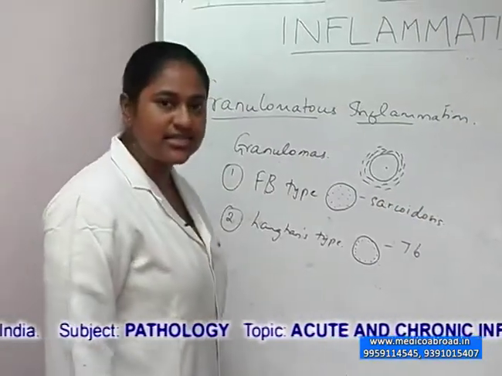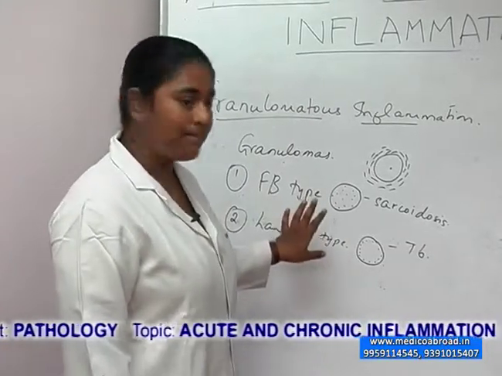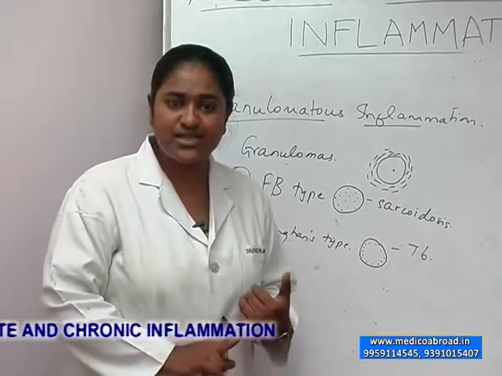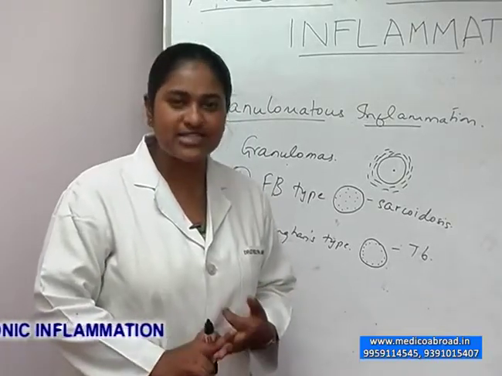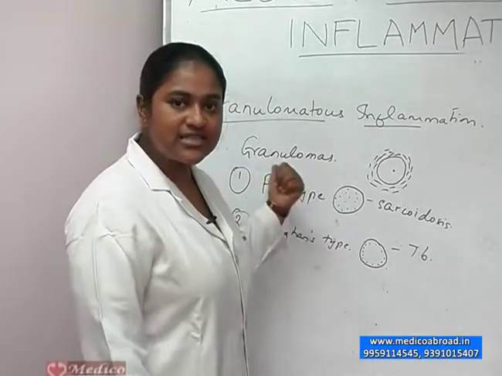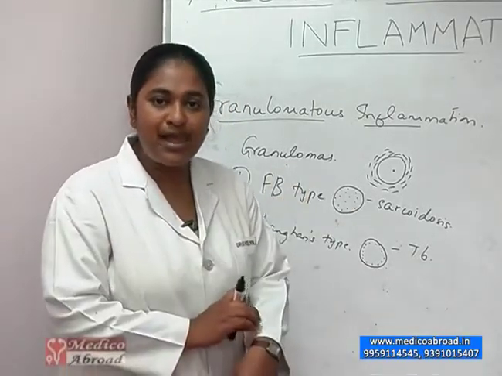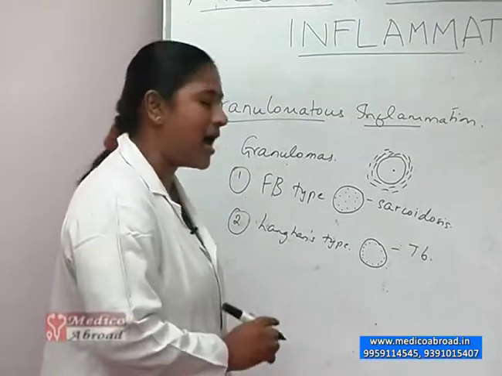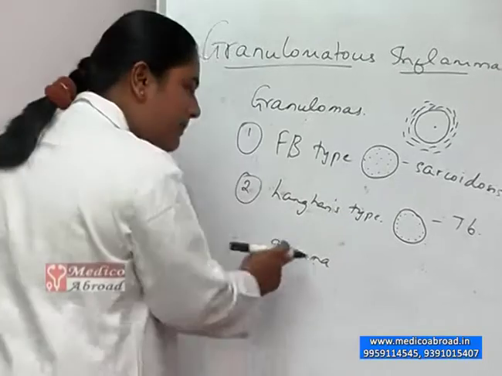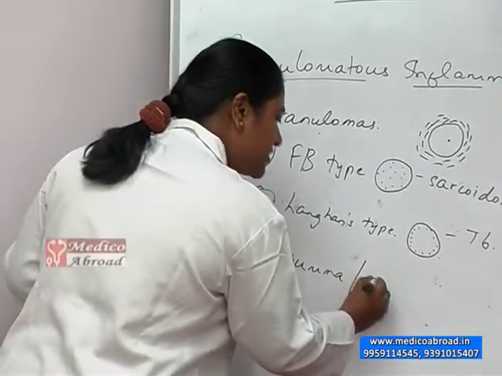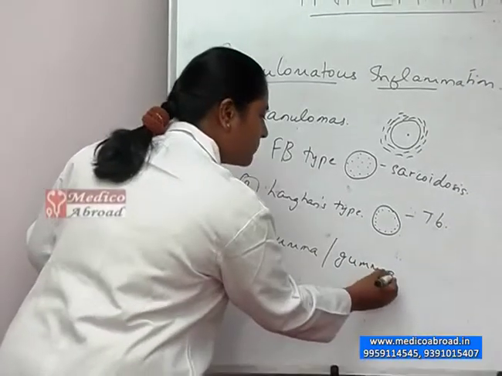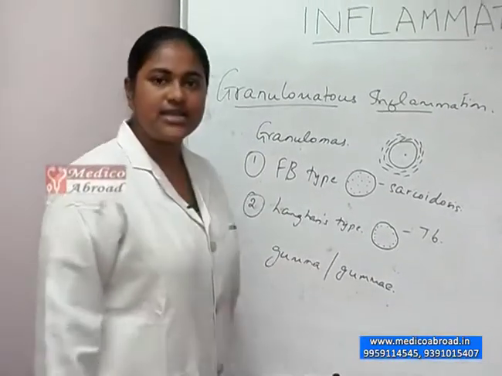There are other diseases which are characterized by the formation of these granulomas. For example, syphilis, brucellosis, cat scratch disease, etc. In syphilis, these granulomas are palpable under the skin and they are called gumma. Gumma is singular, gummae is plural. This is seen in syphilis.